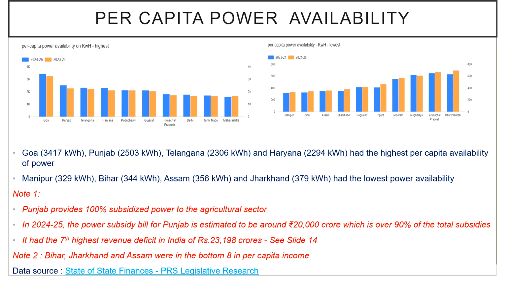Note 1. Punjab provides 100% subsidized power to the agricultural sector. In 2024-25, the power subsidy bill for Punjab is estimated to be around 20,000 crore rupees, which is over 90% of the total subsidies. It had the 7th highest revenue deficit in India of 23,198 crore rupees. See slide 14. Note 2. Bihar, Jharkhand, and Assam were in the bottom 8 in per capita income.